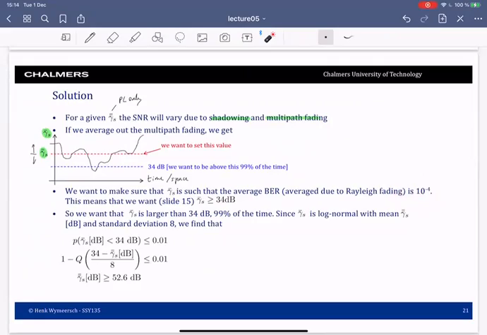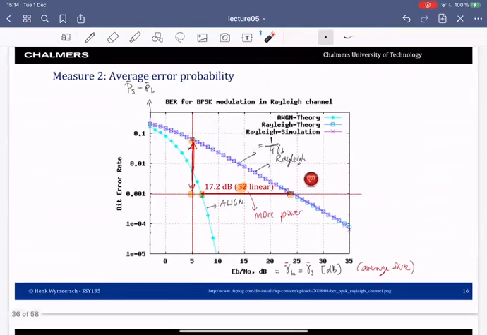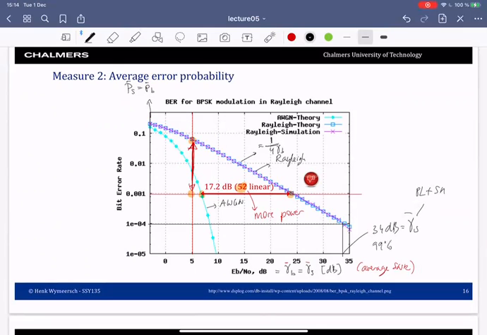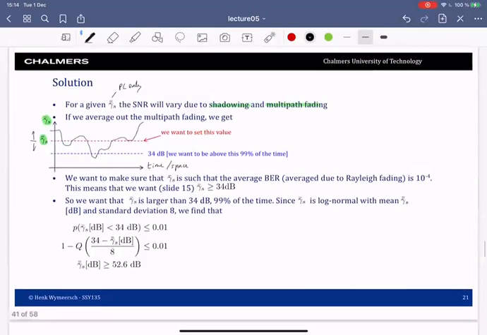So to get 10 to the minus 4, we can check this figure here. Let's go back. 10 to the minus 4 goes here. Oh, further. We go down. So this is about 34 dB. So we need gamma bar S to be 34 dB. This is the SNR due to path loss plus shadowing. And we want to have this 99% of the time. At least 34 dB. Good, we go back. All right. So we want gamma bar S to be at least 34 dB, 99% of the time.